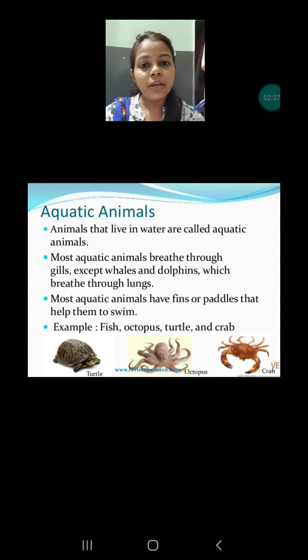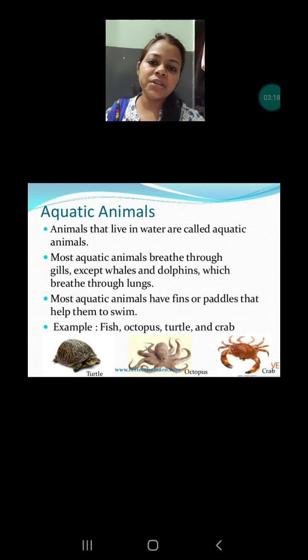Dolphins and whales have lungs as a breathing organ. They are also aquatic animals. Dolphin is an aquatic animal and whale is also a type of fish, but they do not have gills, they have lungs. So how do they take oxygen? They come out of the water and inhale oxygen which is present in the air, and after that they go back into the water. So whenever they have to breathe, they come out of the water and again go into the water. So these two animals have lungs instead of gills.